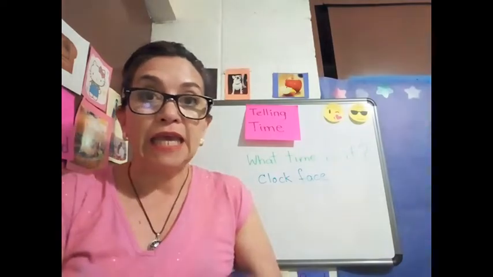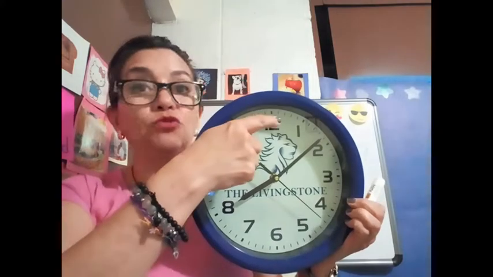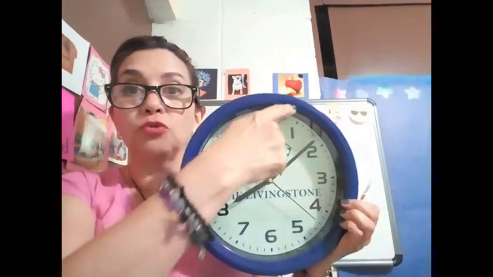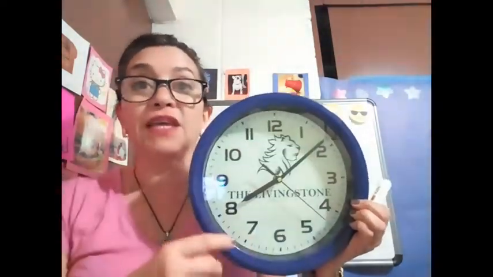And then inside of this clock face, we see numbers. These numbers show the hours. Each clock has 12 hours, beginning with 1, 2, 3, 4, 5, 6, 7, 8, 9, 10, 11, and 12. So, in one day, the clock shows 2 times 12 hours. 12 plus 12 equals? That's right, 24.